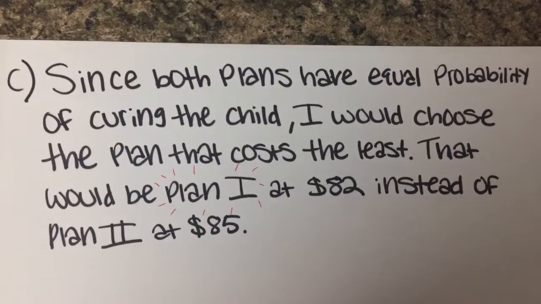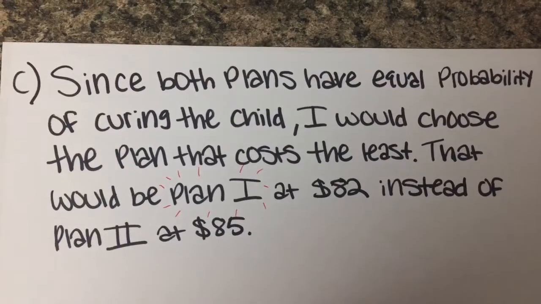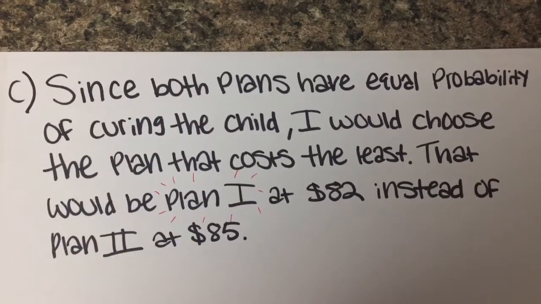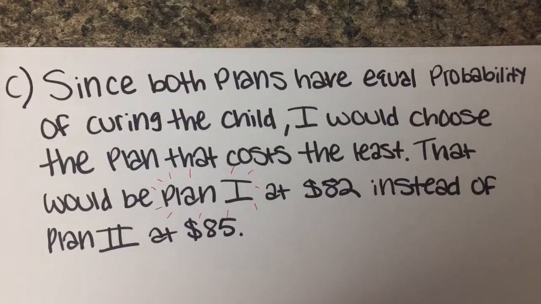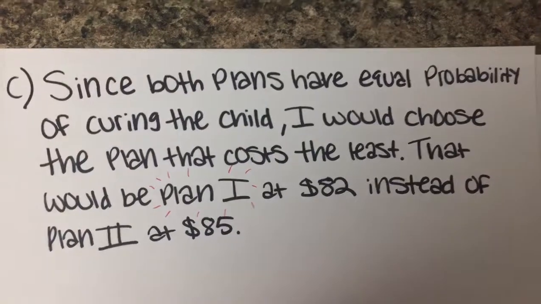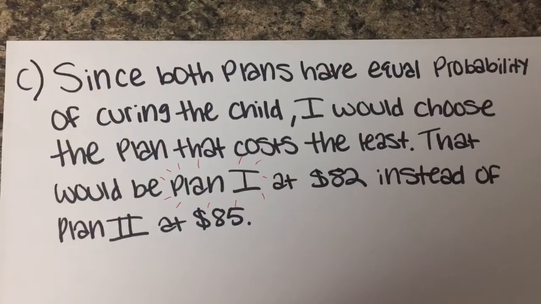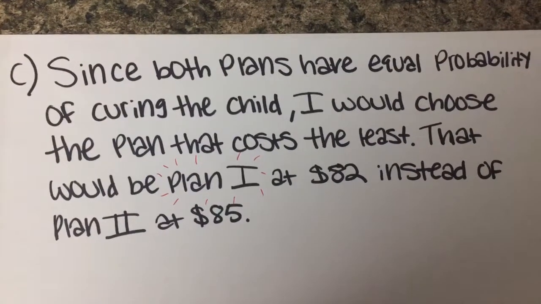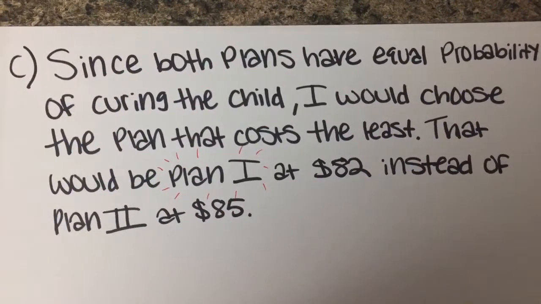The very last part of the AP question asks, based on the results of Part A and B, which plan would you recommend? And explain your recommendation. And I said, since both plans have equal probability of 96% of curing the child, I would choose the plan that costs the least. That plan would be Plan 1 at $82 instead of Plan 2, which is at $85.